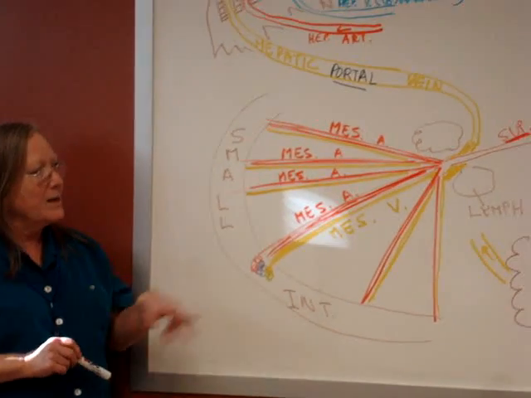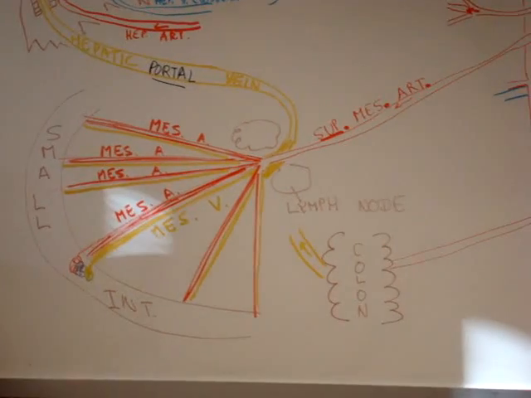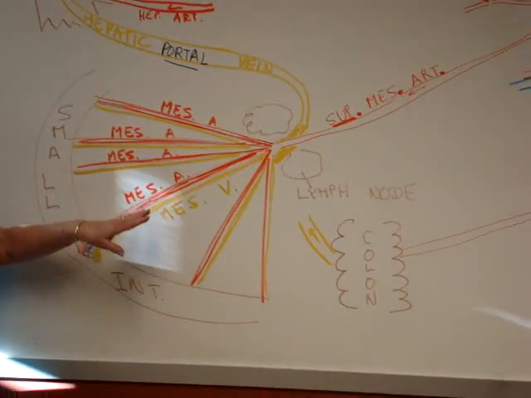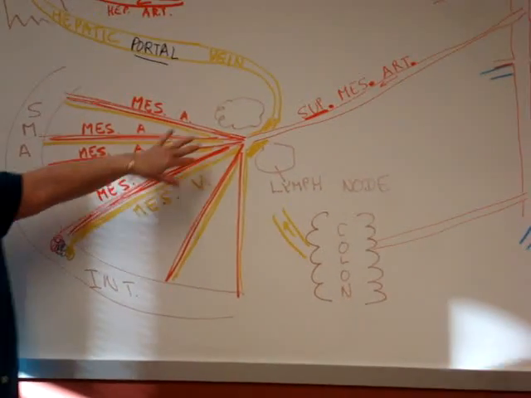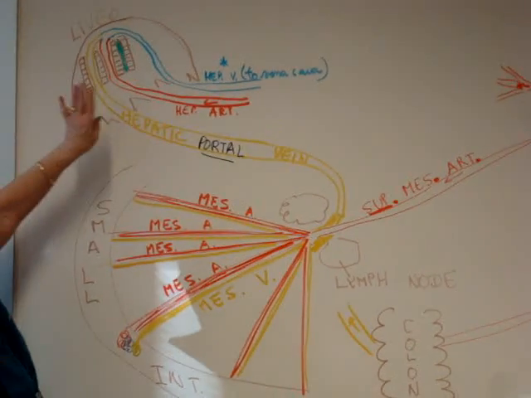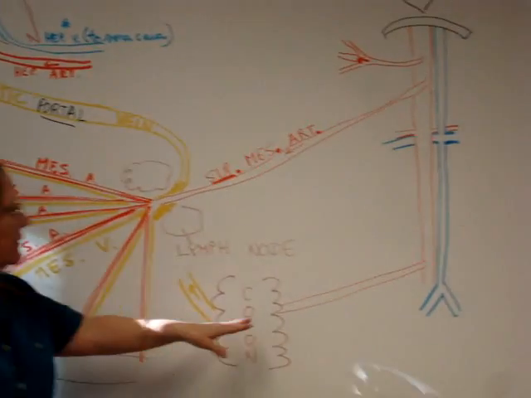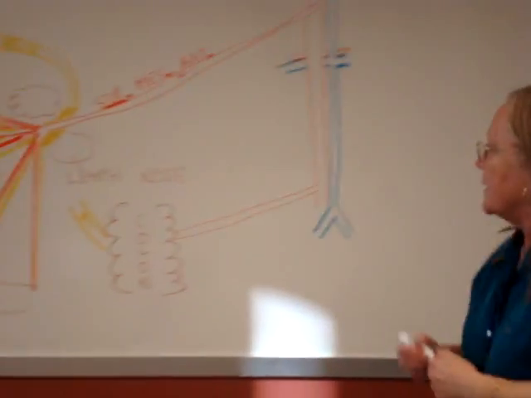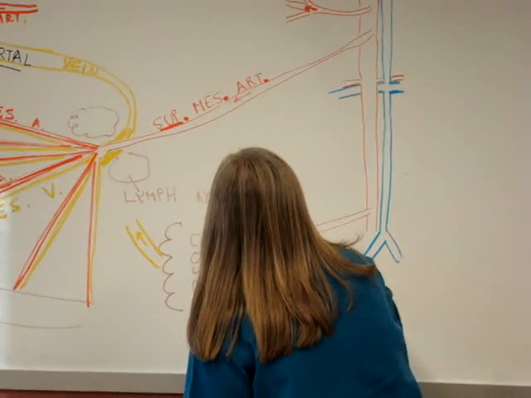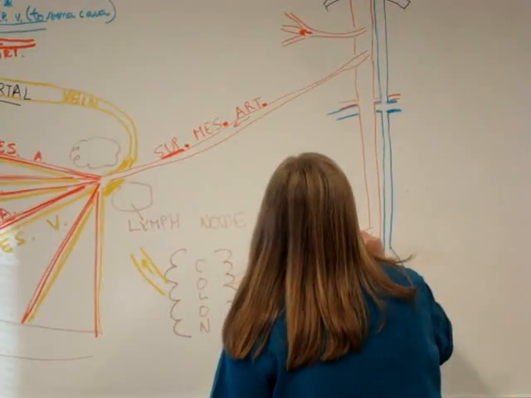So do you guys have any questions on this picture? So we've got a superior mesenteric artery, plain mesenteric arteries, mesenteric veins, a hepatic portal vein, a hepatic artery, and then a plain hepatic vein. And this vessel down here we already labeled would be the inferior mesenteric artery. Now I have to take another picture, huh?